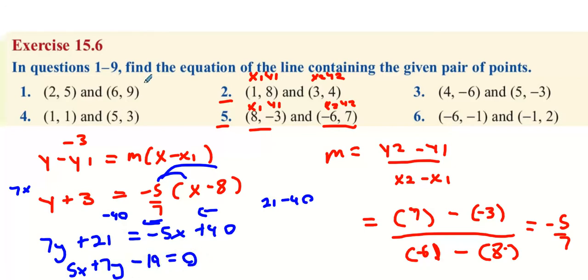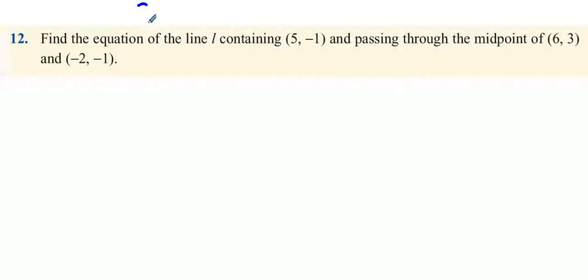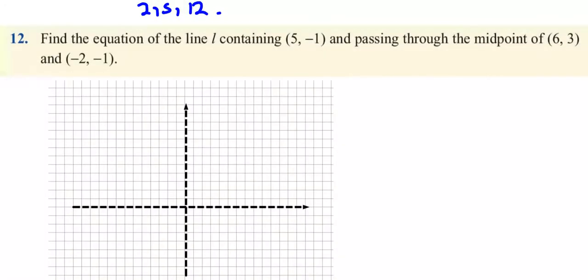So look guys, there's questions 2 and 5 done. It's easy enough stuff, alright? Now I'm going to go to question 12, which is that little bit harder, okay? Find the equation of a line containing the point 5, minus 1 and passing through the midpoint of 6, 3 and minus 2, minus 1. A representation of what this looks like, okay?